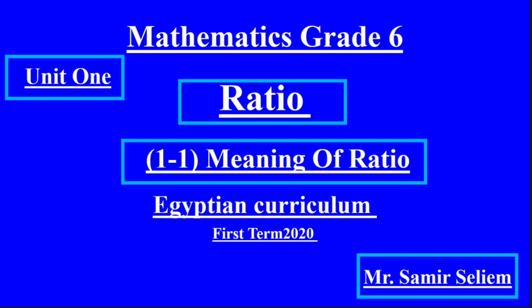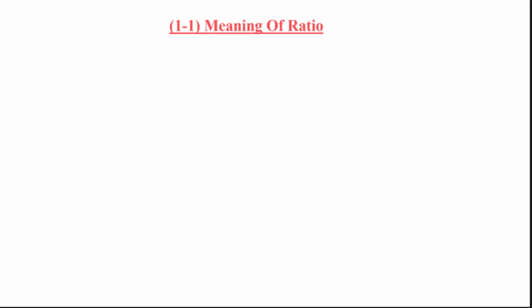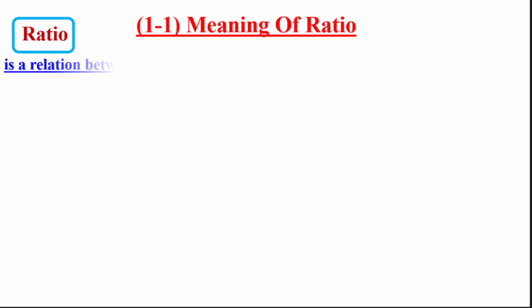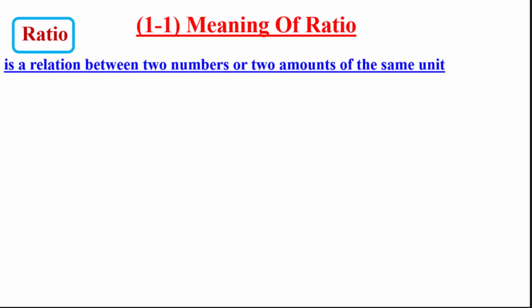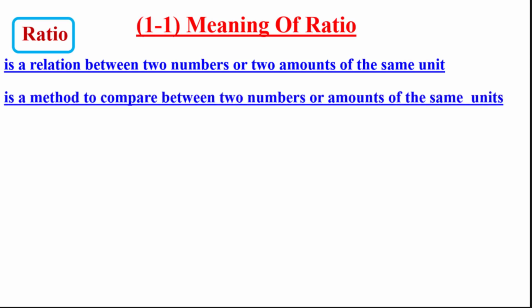This is the first lesson, meaning of ratio. What is the meaning of ratio? Ratio is a relation between two numbers or two amounts of the same unit. Or it's a method to compare between two numbers or two amounts of the same units.